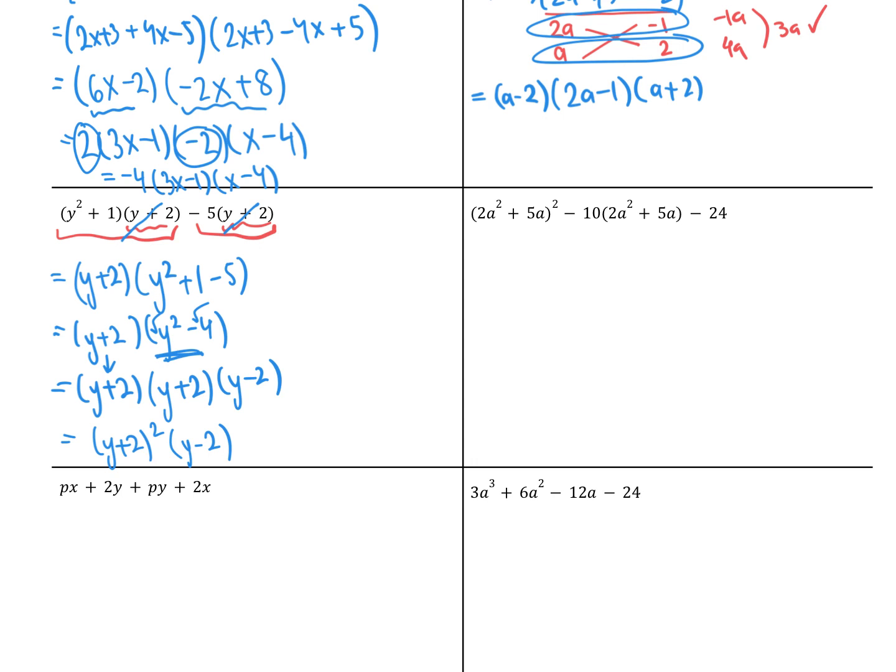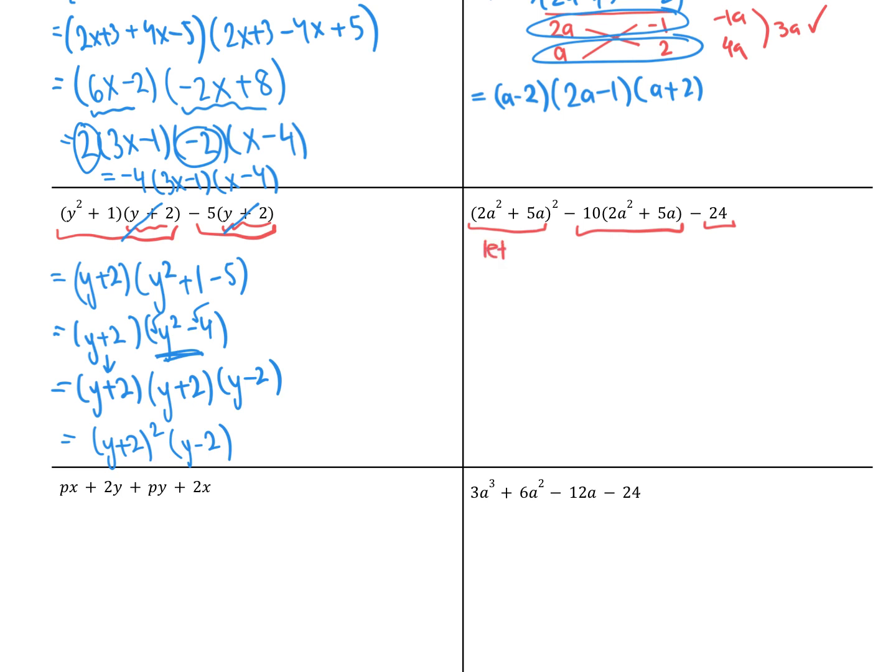All right, on to the next one. I have 2a squared plus 5a, all squared, minus 10 times 2a squared plus 5a, minus 24. And again, I have three components, but unlike the previous one, these three components don't have anything in common. They don't have that bracket in common to say, oh, I'm just going to factor it out. But what we can do is temporarily make this a little easier for ourselves.